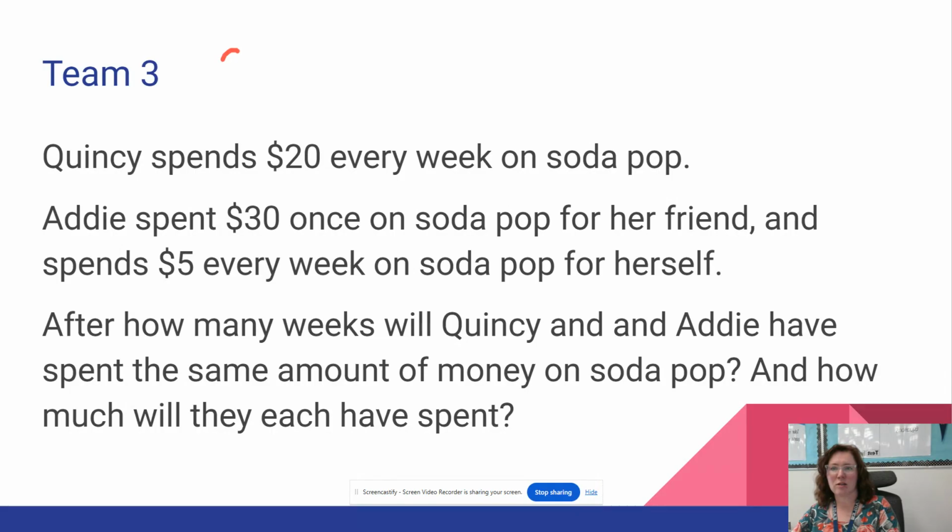Quincy spends $20 every week on soda pop. Addie spent $30 once on soda pop for her friend and spends $5 every week on soda pop for herself. After how many weeks will Quincy and Addie have spent the same amount of money on soda pop, and how much will that be? There, that's why I put my equal sign.